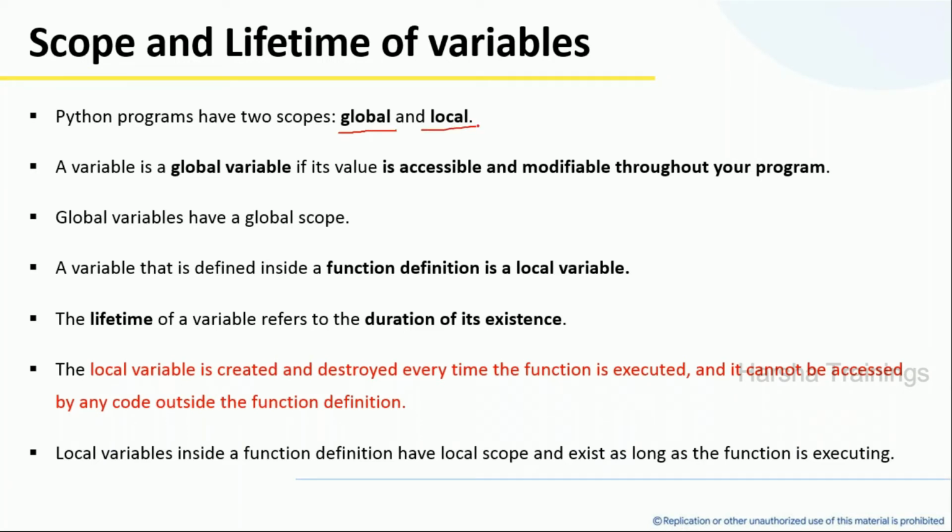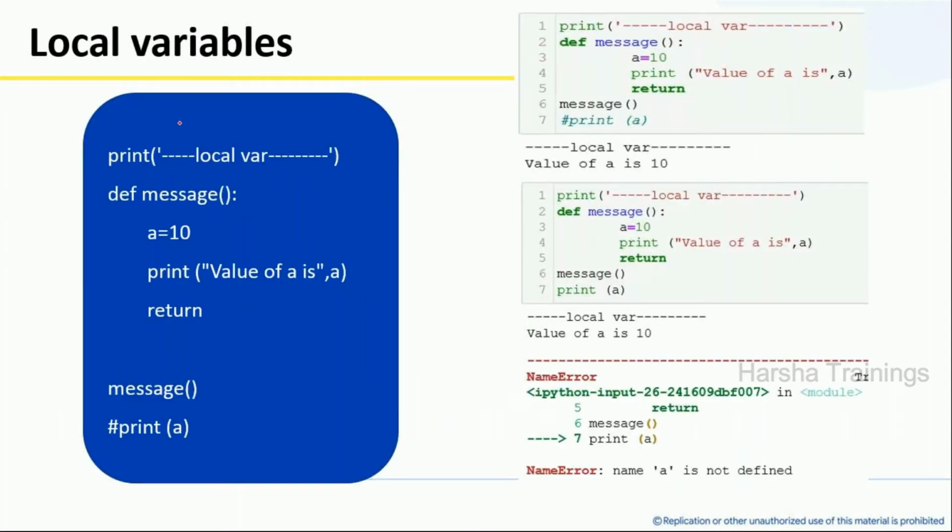First of all, I wanted to explain with the logic, then I'll come back to this theory part. Please understand carefully. If we declare any variable within a function, that is called local. Okay, local.